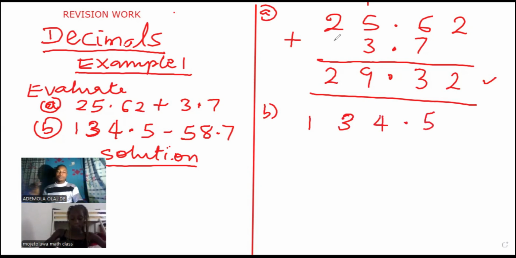Look at the second one. It's subtraction. We want to use the decimal to arrange. Can you see? Use the decimal to arrange. Once you put the decimal here, just ensure that they align. The next thing you ask yourself, to the left of the decimal, what do we have?